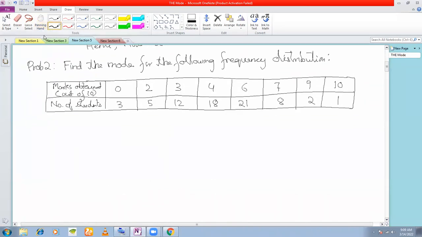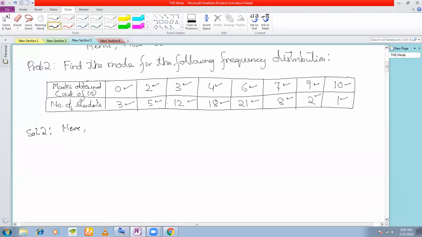Look at this one. This one is all the more easier. If a simple frequency distribution table without class intervals is given to you, then how do you calculate the mode? This is all the way more easy. Now, if you see, this is the observation. 0 occurs 3 times, right? 2 occurs 5 times. 3 occurs 12 times. 4 occurs 18 times. 6 occurs 21 times. 7 occurs 8 times. 9 occurs twice. 10 occurs only once.